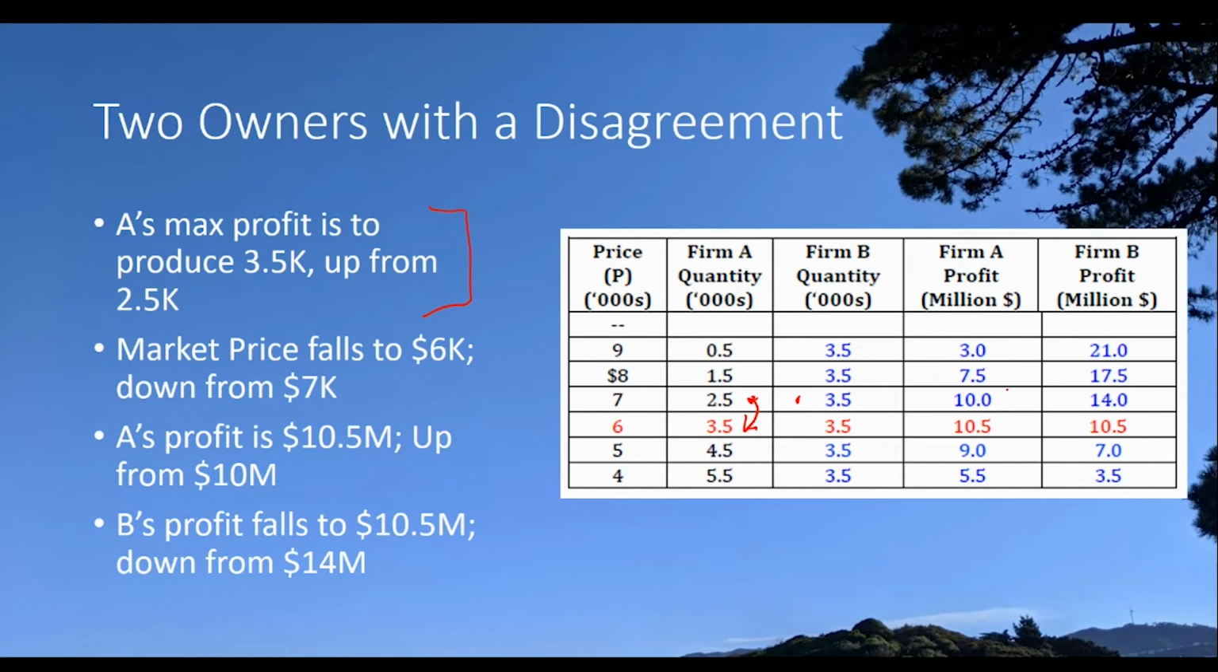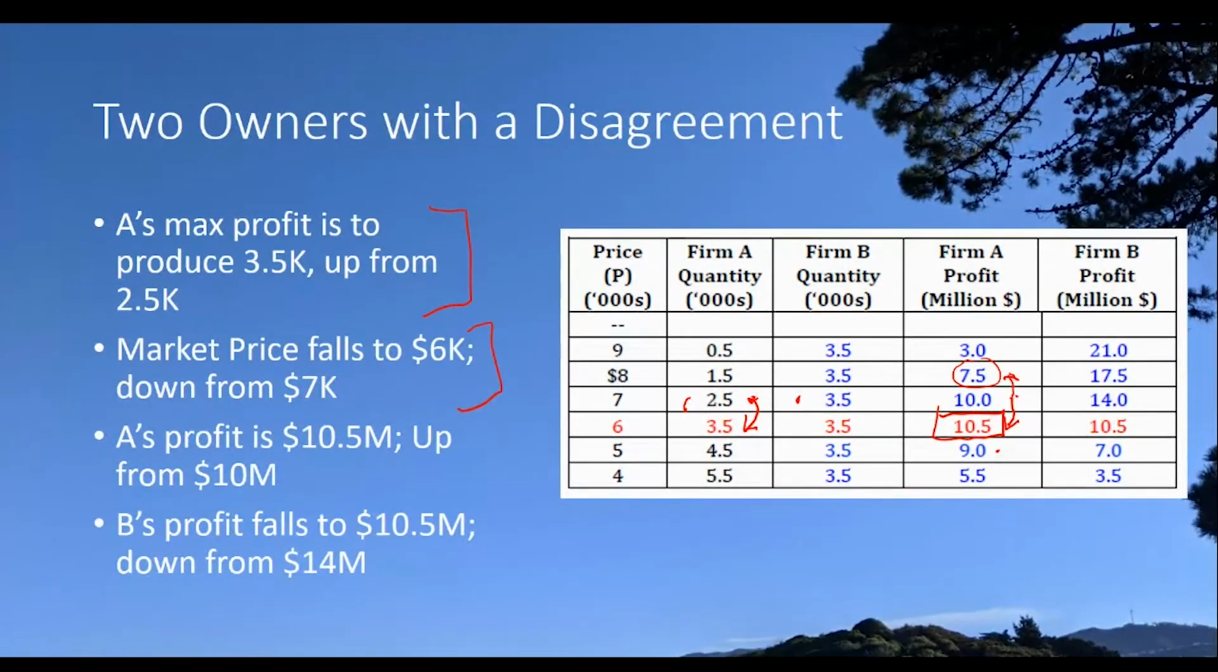Why? Well, look at her profits. Her profits are going to increase by doing that from $10 to $10.5 million. Now, she could decrease her output, and notice that's going to hurt her. Profits go down to 7.5. Or she could increase up too much to 4.5, and her profits would actually go down to 9. So the only action she's got that can actually increase her profitability is to increase output, again, from 2.5 to 3.5 thousand.